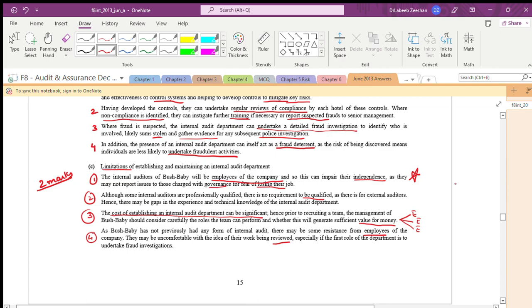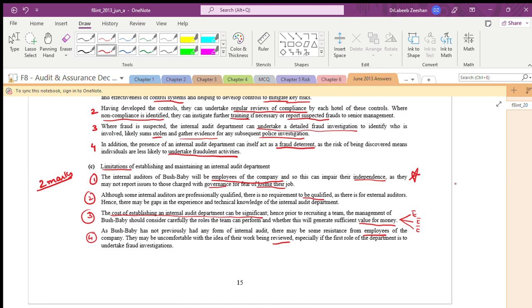Limitations of internal audit: the first is, they are employees of the company and they cannot work with independence. If they report anything, they have a chance of losing their jobs. The second one is that there is no qualification for the internal auditor. When I'm telling you this, I don't think you need revision. The moment you think of internal audit limitations, this should be there in your mind. Because there is no qualification, there will be a gap in experience and technical knowledge.